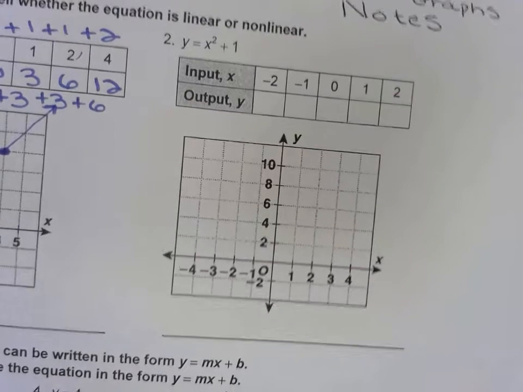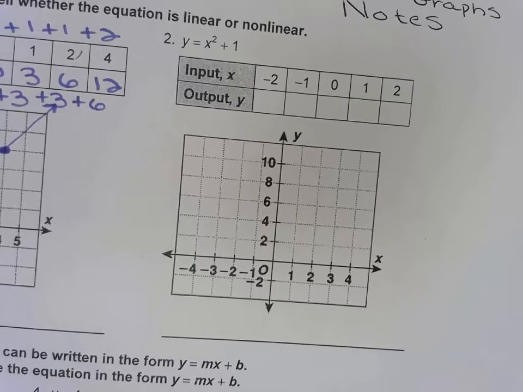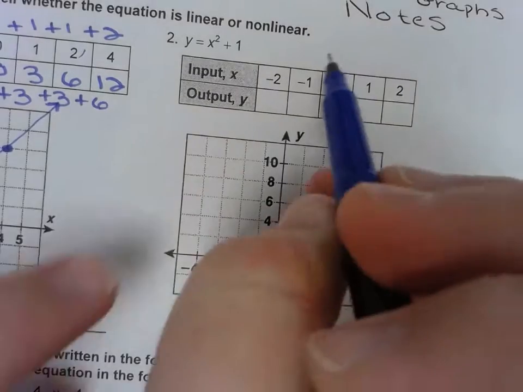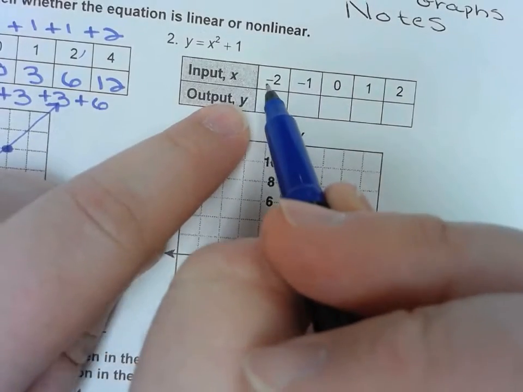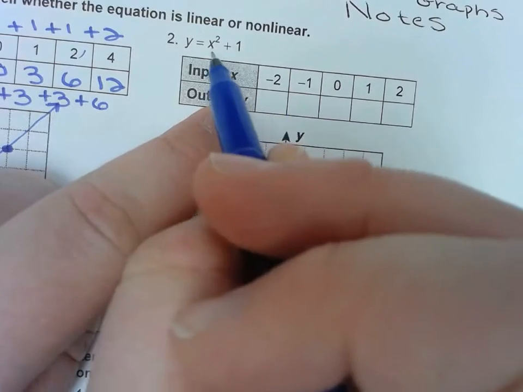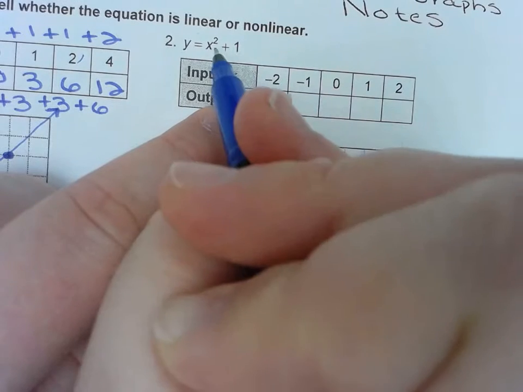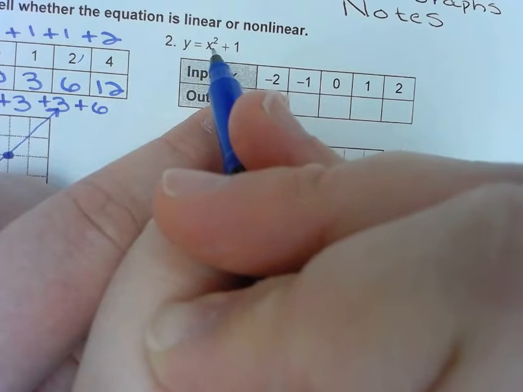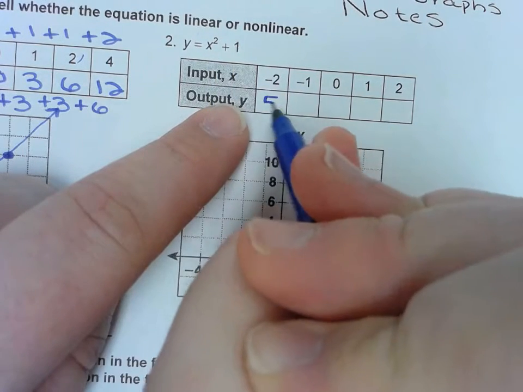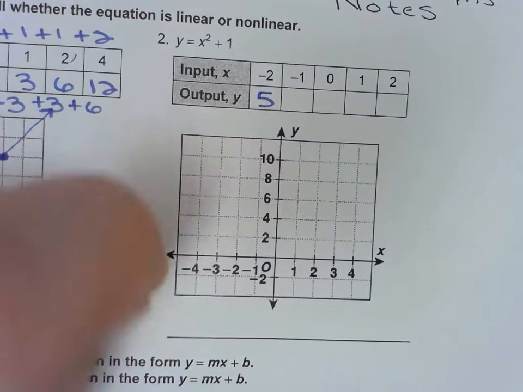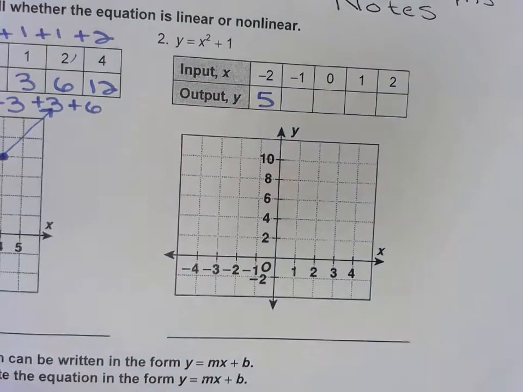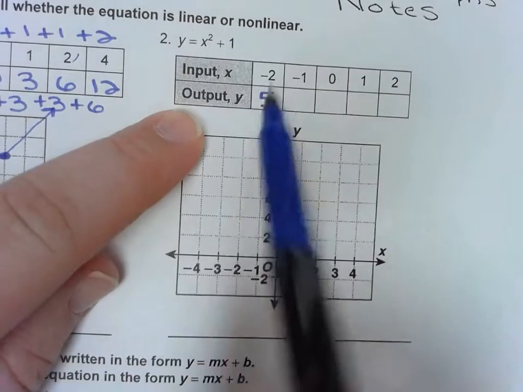Okay, now as I look at number 2, I have my input and my output. So let's go ahead and fill this in. As I look at this, I have an x value of -2. If I plug that in, what will my y value be? Plus what? Negative 2 squared is what? 4 plus 1? 5. Now when you square a negative, it always turns it positive. So negative 2 squared is 4. 4 plus 1 is 5.